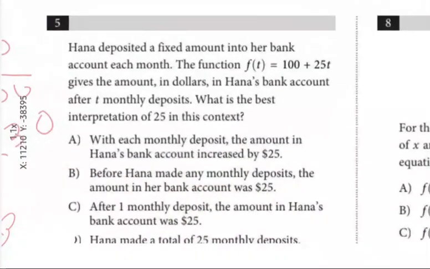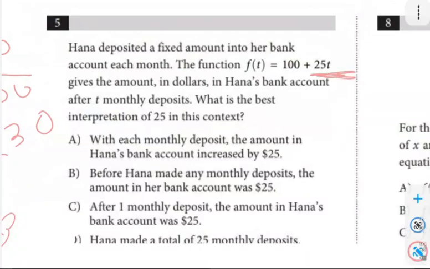Now let's read this question. Hannah deposits a fixed amount into her bank account each month. The function f of t equals 100 plus 25 times t gives the amount in dollars in Hannah's bank account after t months of monthly deposits. What is the best interpretation of 25 in this context? It means this 25.